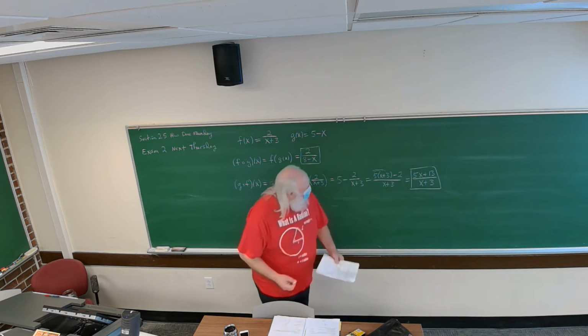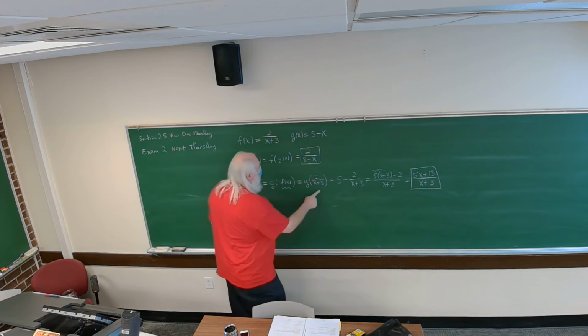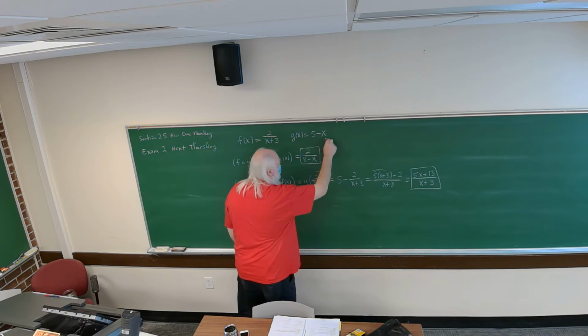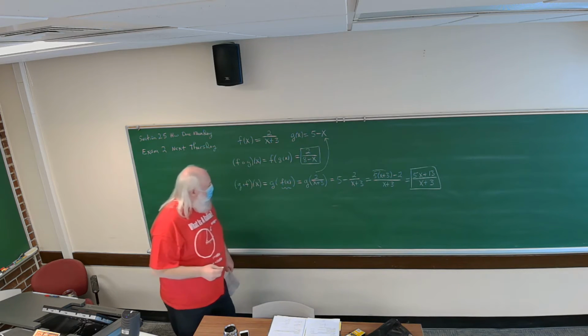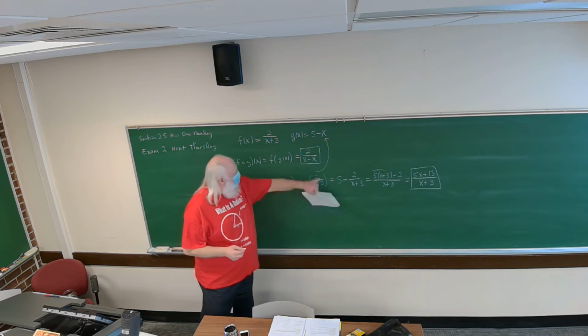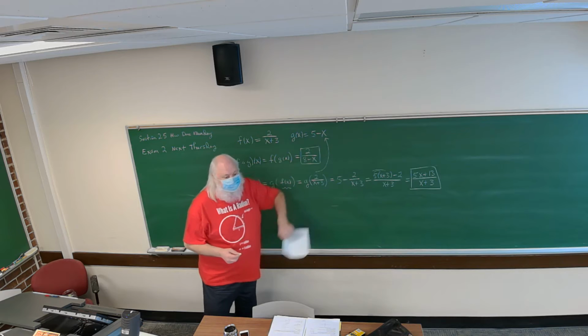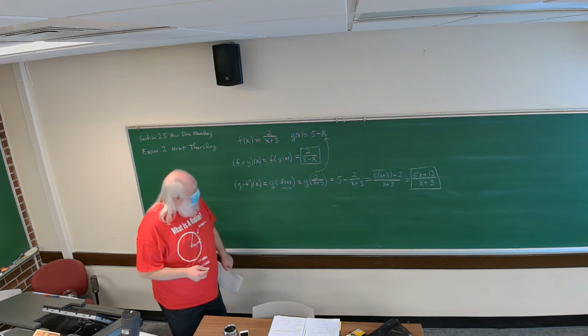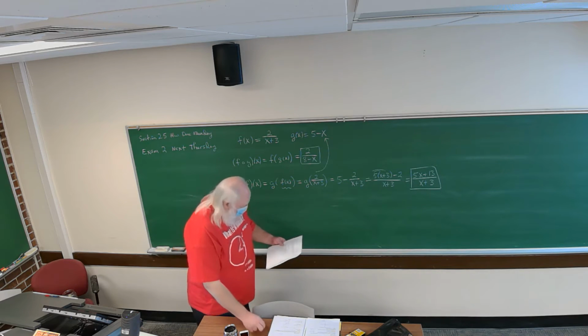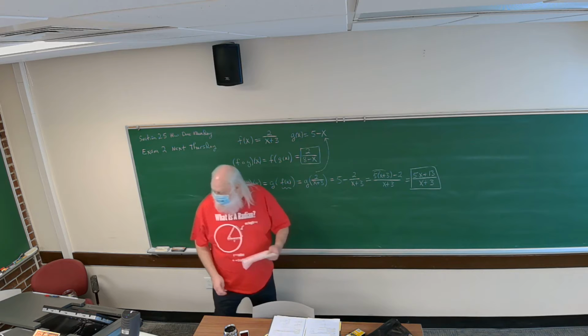So, just to remind you, how I went from this step to this step is we evaluate g of 2 over x plus 3. We just put 2 over x plus 3 in for x on the right hand side of g of x. Okay? And then we simplify. All right, any questions on that?